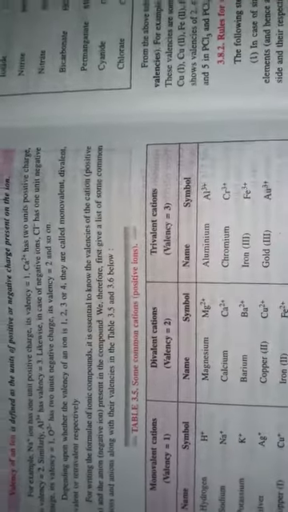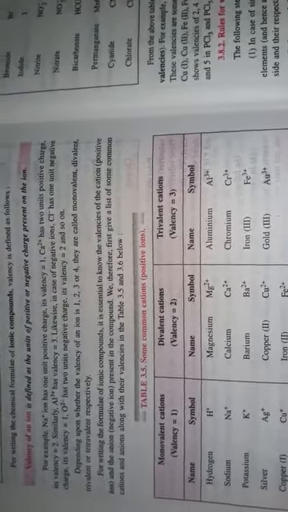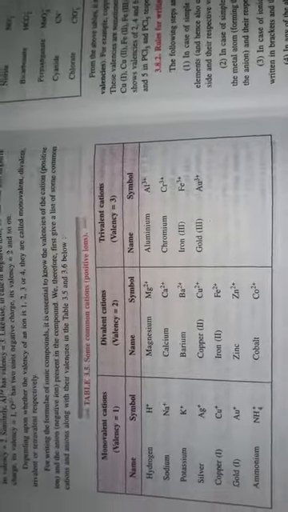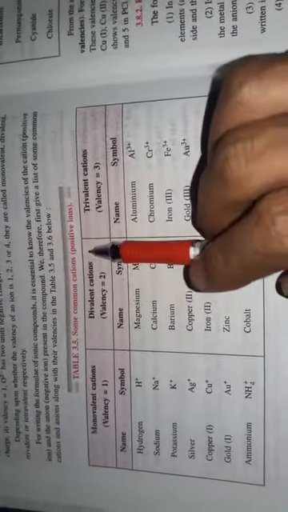Similarly for negative ions: chloride carries a negative charge, so its valency is 1. O2- has 2 units of negative charge, so its valency is 2. Students, here are some examples of ions. In the given tables we have some valencies for some cations.